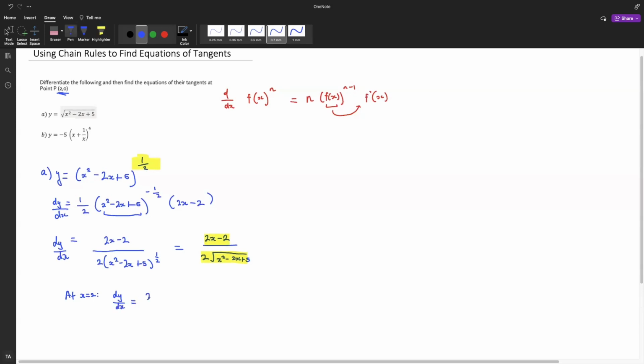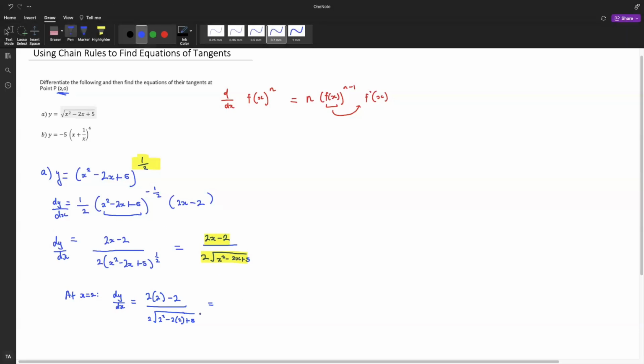is going to equal 2 times 2 minus 2 over 2 times the square root of 2 squared minus 2 times 2 plus 5. We're going to leave this in exact form because if we just put this in a calculator, you're most likely just going to get a random decimal answer. But if we leave that in simple form, this is just going to equal 1 over root 5, simplified.